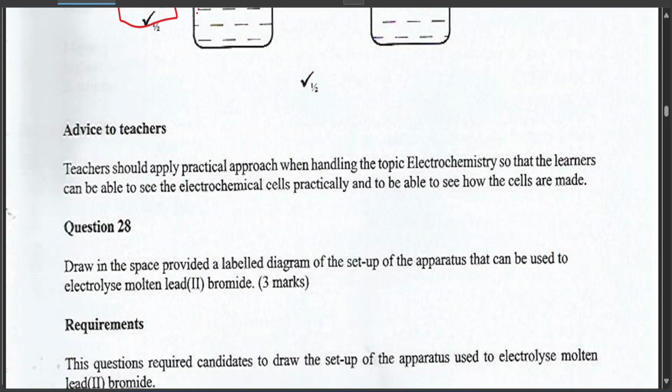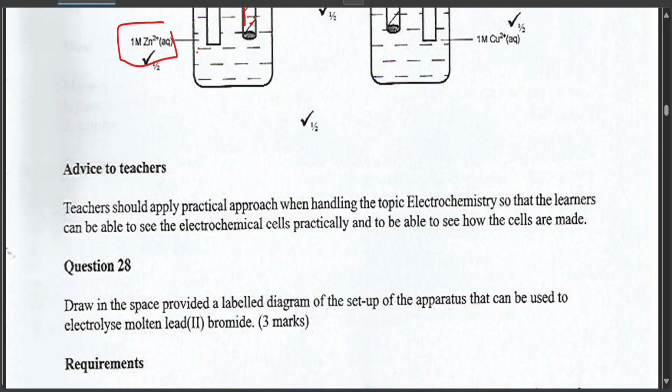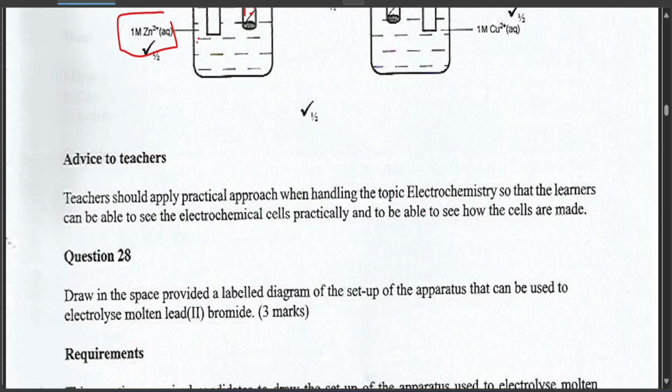So we have another question here, question 28 of the same paper, where you are asked to draw in the space provided a labelled diagram of the setup of the apparatus that can be used to electrolyze molten lead 2 bromide. Now again, students don't like to draw, and this is where drawing is needed. But our students tend to ignore such questions.